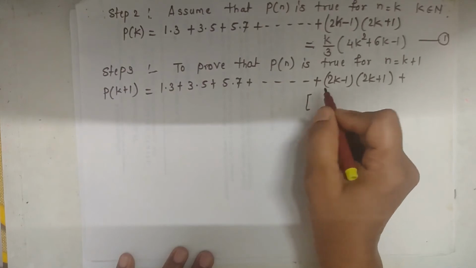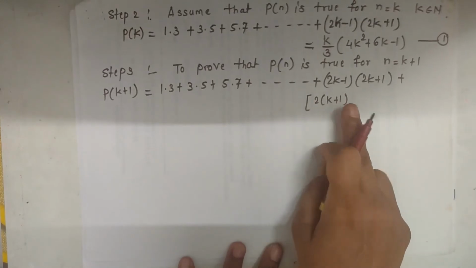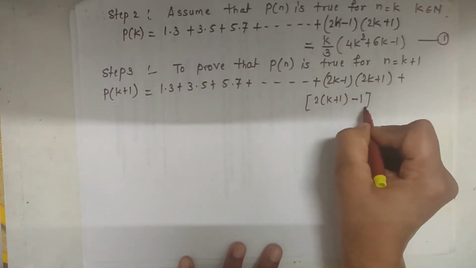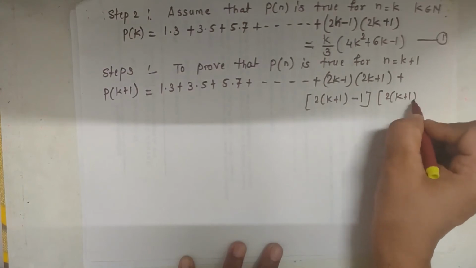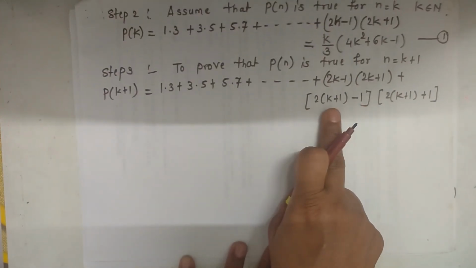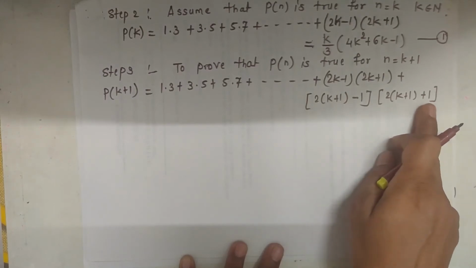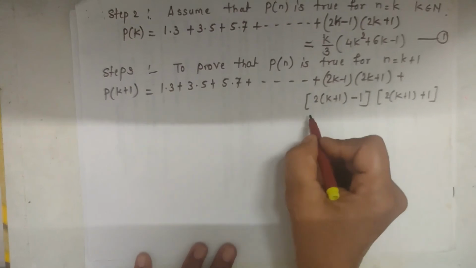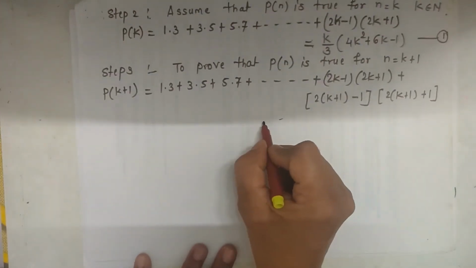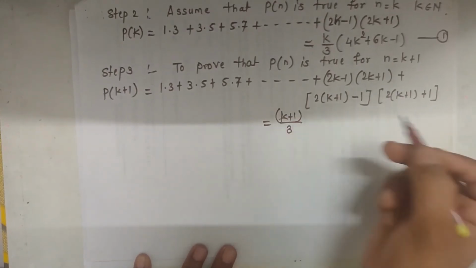So here write 2 into k plus 1. Here the last term is 2 into k plus 1 minus 1 and 2 into k plus 1 plus 1. For n is equal to k plus 1, we get the last term 2n minus 1 into 2n plus 1. So right here n is equal to k plus 1, that is 2k plus 1 plus 1. Now simplifying, this is the last term, is equal to the RHS, k plus 1 by 3.